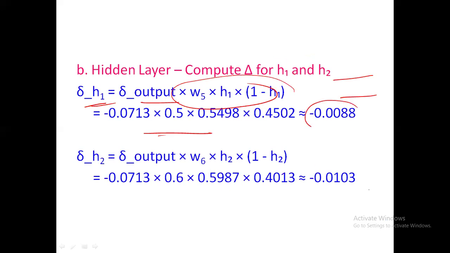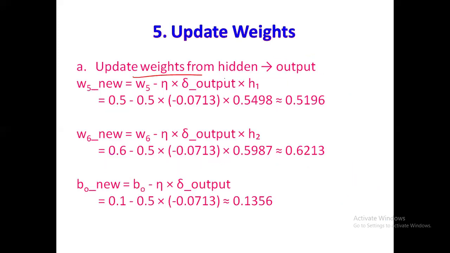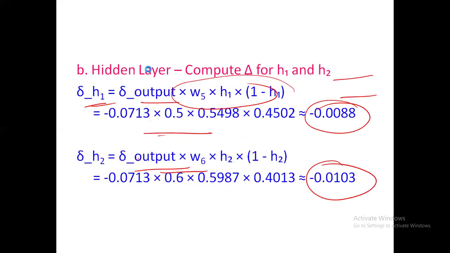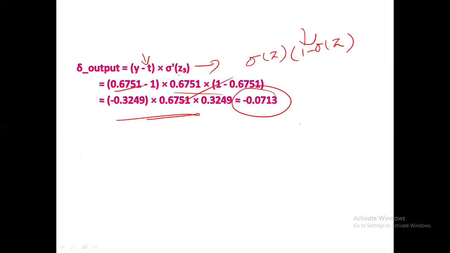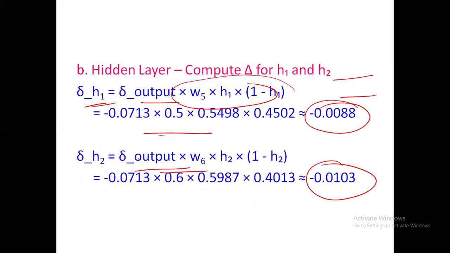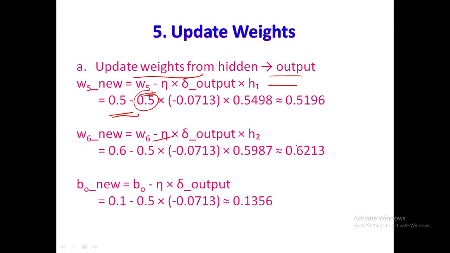We are going to get these types of values, and update the weights from the hidden to output. The formula is given by w5 plus eta into del output into h1. 0.5 we have taken for eta, and the output we found out here, we substitute this value, and then h1 into 1 minus h1, the h1 value we already found out. Similarly for hidden layer 2 we got 0.013, and if you substitute all those values, we are going to get 0.6213.